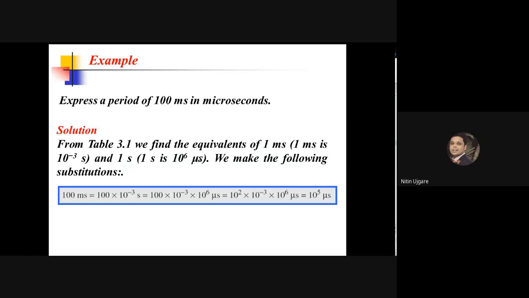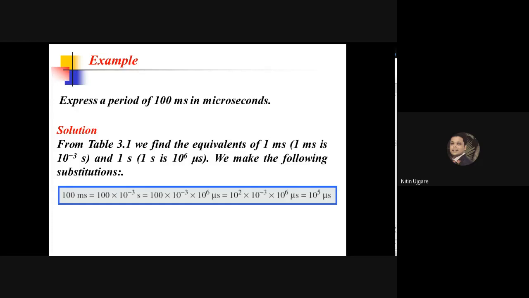Similarly, I'll go to the next example. Express a period of 100 milliseconds in microseconds. The answer is given here in the slide itself. We find the equivalent of 1 microsecond, and we know that this is a millisecond, it's not micro, it's millisecond. So the equivalent of millisecond is 10 to the power minus 3 seconds. And we know that 1 second expressed as microseconds is 10 to the power 6.